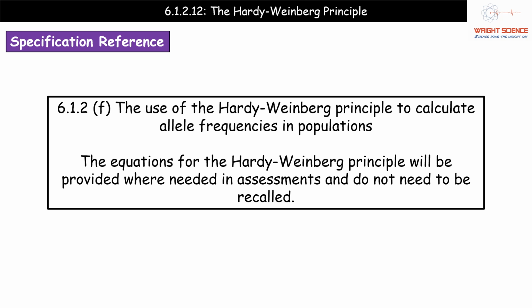What we're going to be doing in this video is carrying on with our Module 6 Part 2 series on patterns of inheritance, and we're going to be delving into another one of these calculation type questions that can come up. So we're looking at specification reference 6.1.2f, the use of the Hardy-Weinberg Principle to calculate allele frequencies in populations. Do note, you don't have to memorize the Hardy-Weinberg Principle equations, you just need to know how to use them. You'll get them provided for you on the exam should you need to use them.